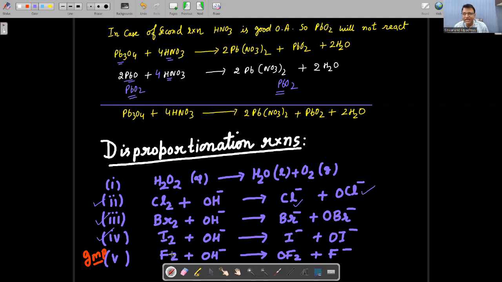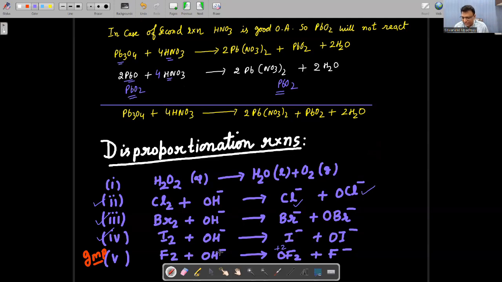So when fluorine is added to water or basic medium, it will oxidize water. In water, oxygen is -2. When water is oxidized, oxygen will be in the +2 oxidation state. So here oxidation of water will take place. This reaction is given in NCERT, and they can ask this reaction.